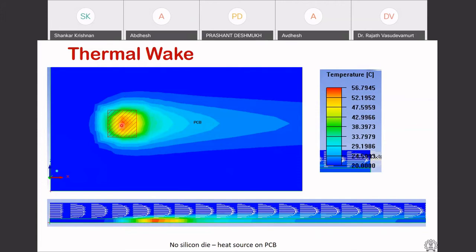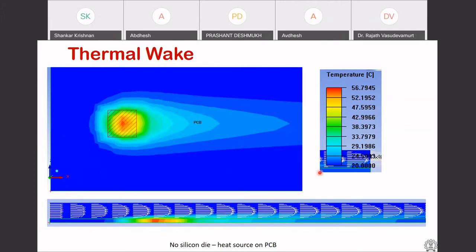a thermal wake. If you look at a flow over a cylinder type situation, there is a wake region that is formed. Very similar to that wake region, that is a fluid flow wake. Here we see a thermal wake, often referred to as a thermal wake because of the conduction that is happening in the board. If you look at the velocity profiles shown here, it quickly attains a fully developed flow. It doesn't take much time to attain a fully developed flow.